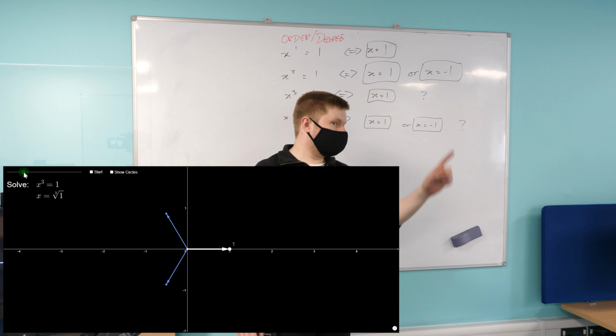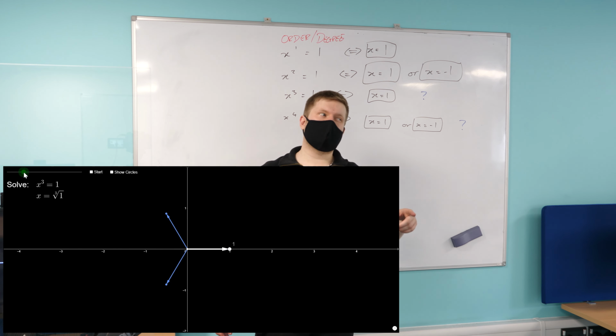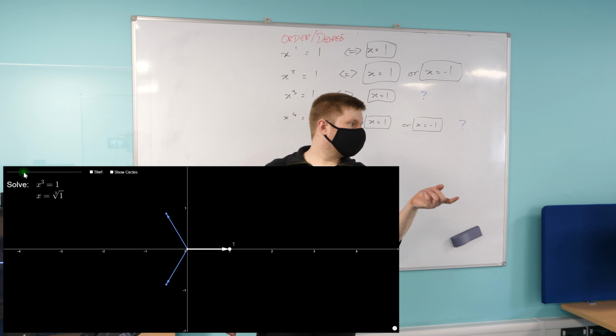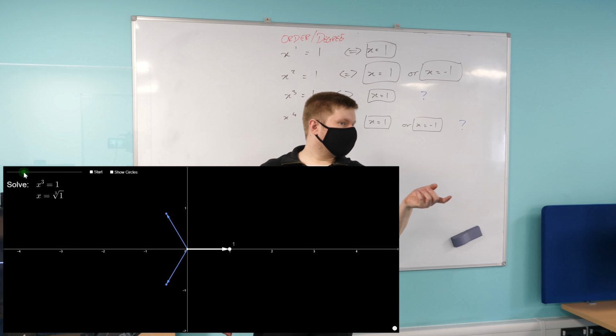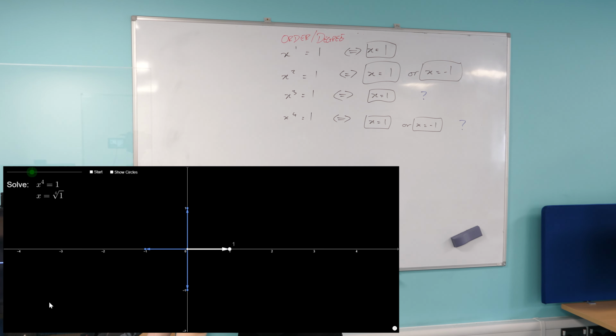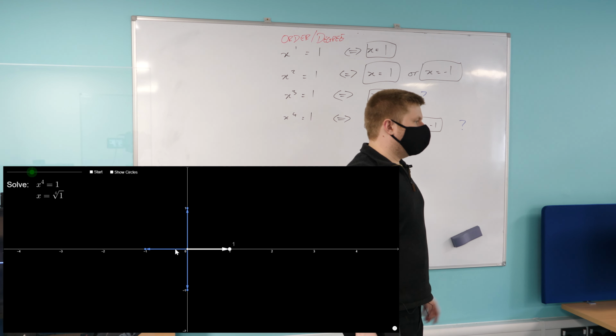Anybody want to hazard a guess, given what I've just drawn on the screen, where the other 2 solutions are? They'd be on the y-axis. Or imaginary axis, yeah? So what do you reckon they're going to be? Just 1, i and minus i. Perfect. Let's give it a go. Let's check it out. Yeah, there you go. So i and negative i.